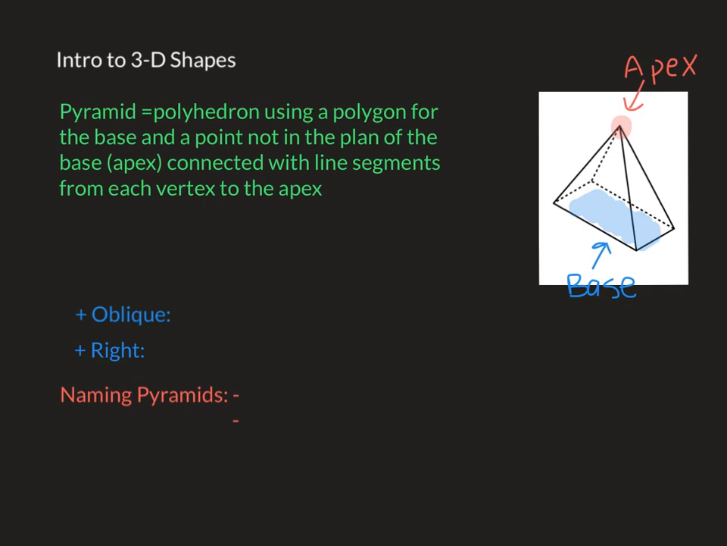Now, pyramids can also be classified as oblique or right. How do we classify pyramids if they are oblique or right? Well, an oblique pyramid would be when the apex is not over the center of the base. And then a right pyramid would be when the apex is over the center of the base.